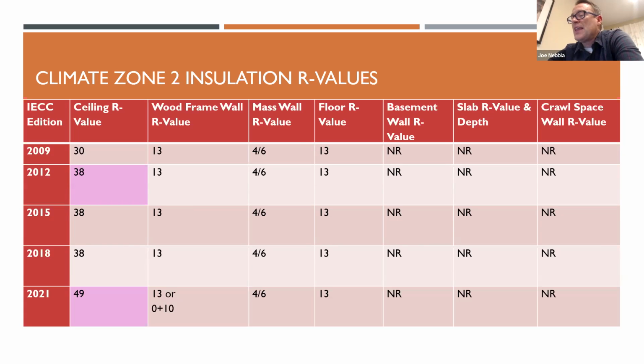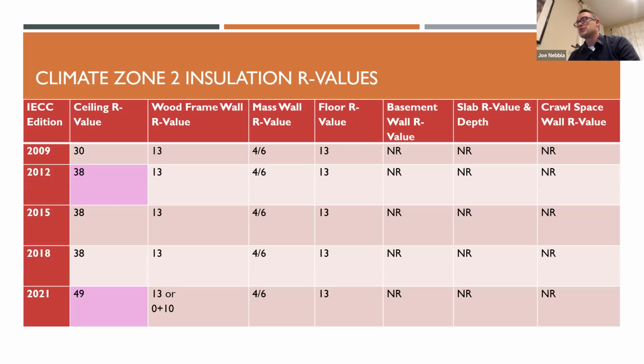So that would be if you had some sort of continuous insulation on the exterior of the building. And then the mass wall R value requirement is a little bit higher than in climate zone 1. So it's R4 if 50% or more of the insulation is to the exterior, and R6 if there's more than 50% to the interior of that mass wall.